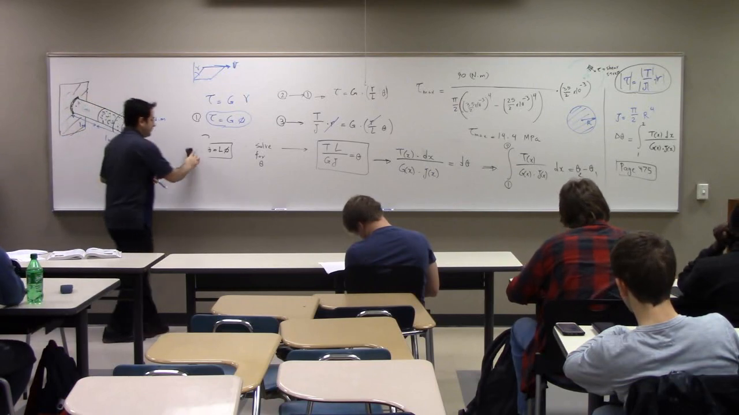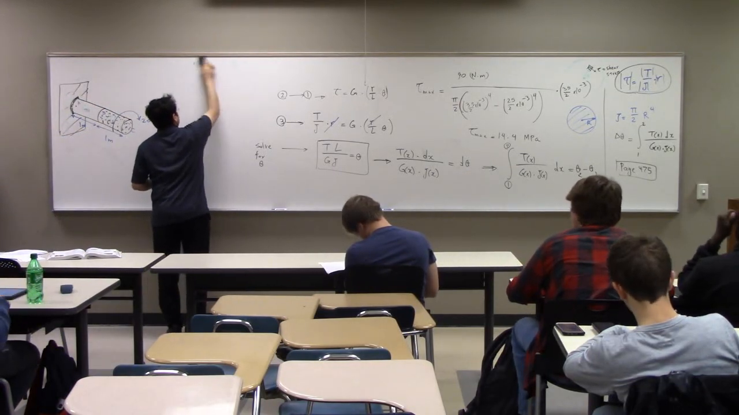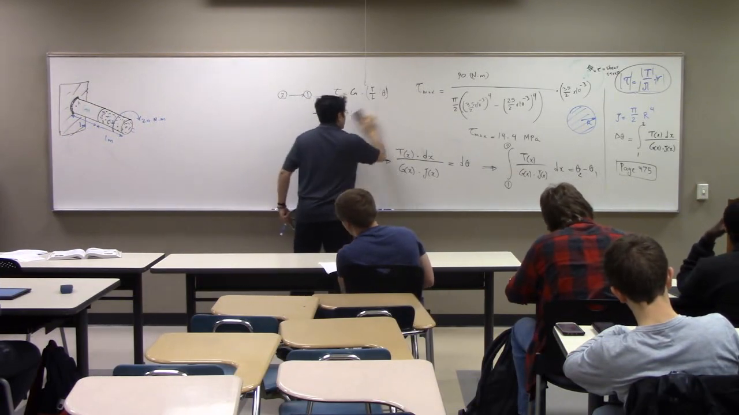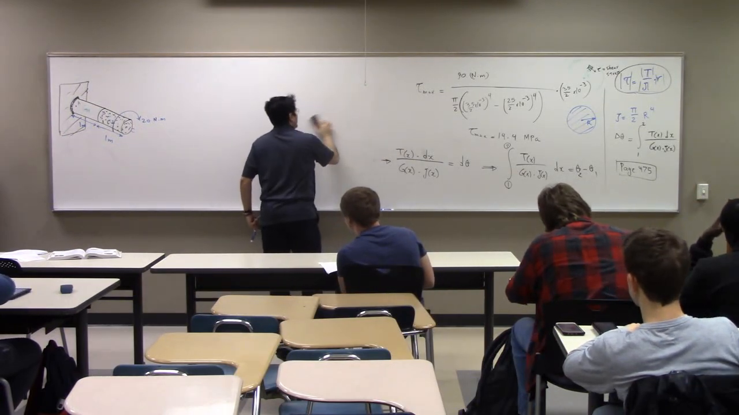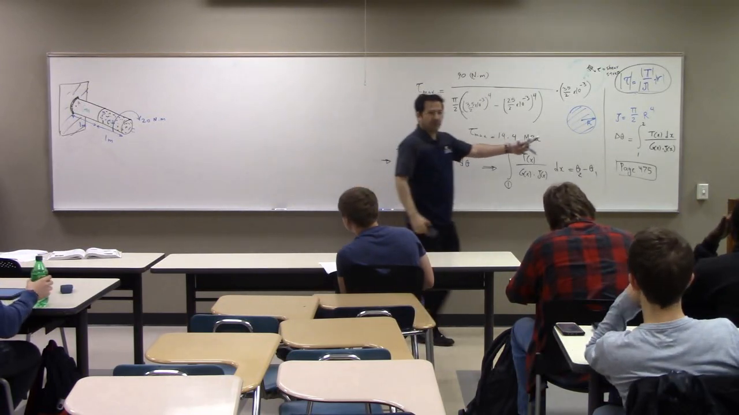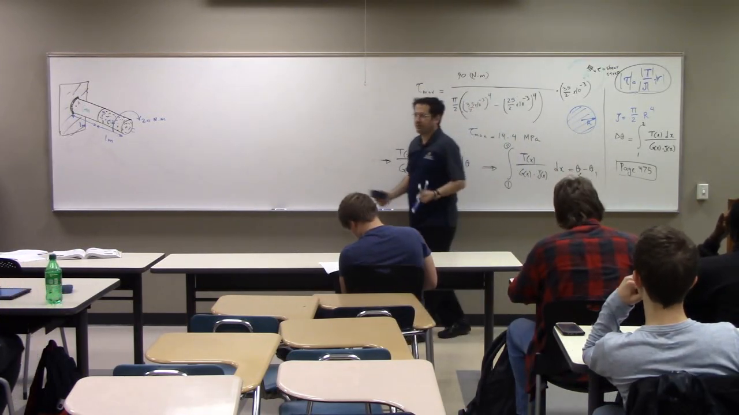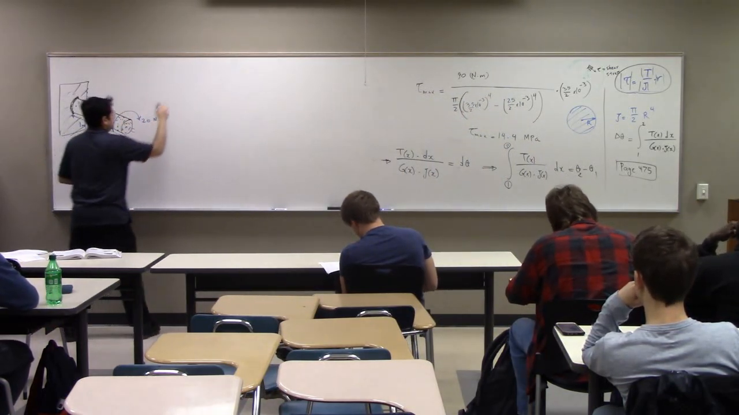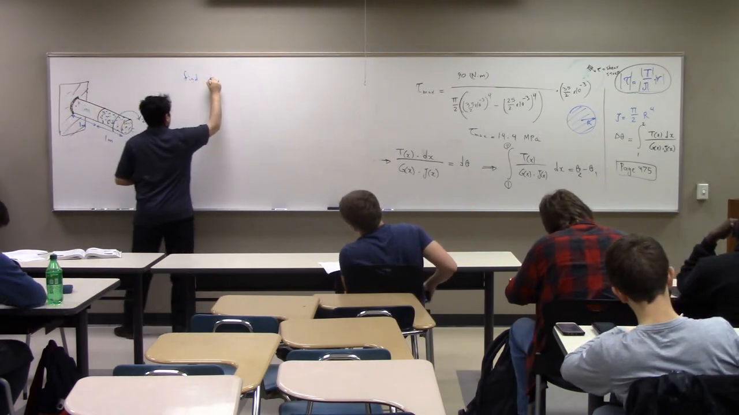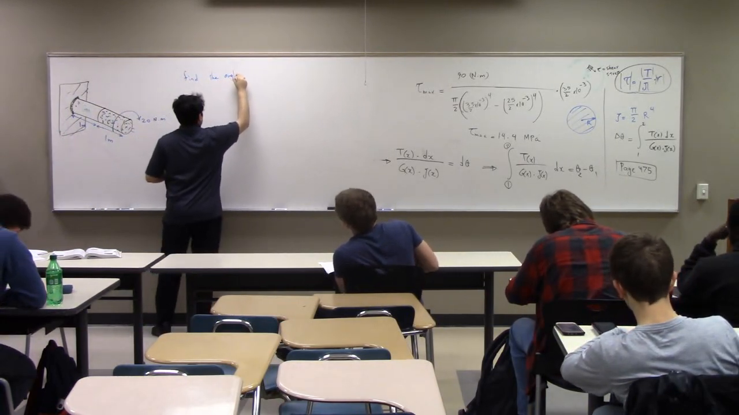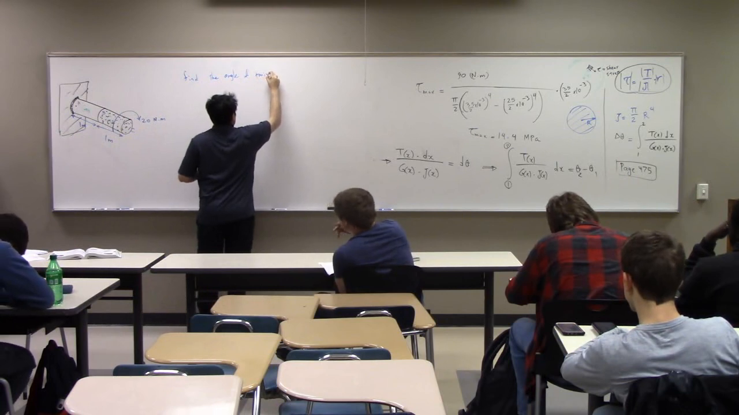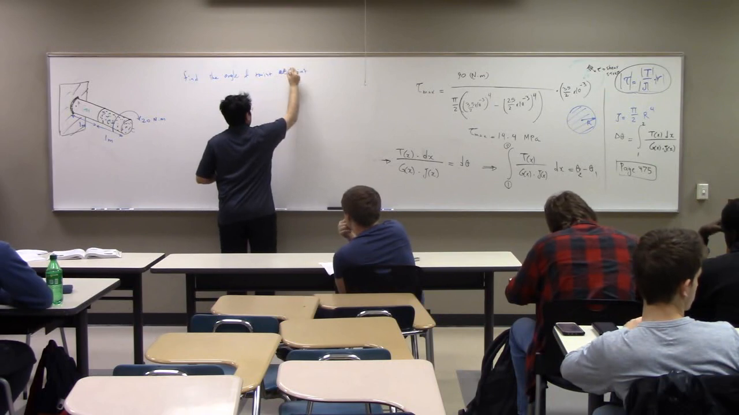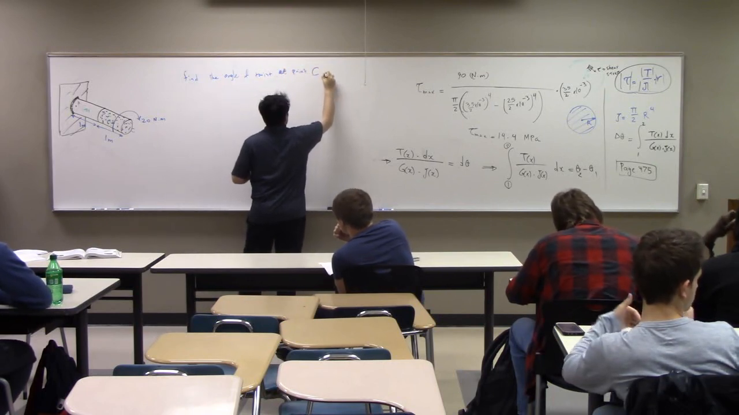Find the angle of twist at point C. Now in your book, you use phi for angle of twist, or you use theta. So we have just used different symbols, which is fine. So find the angle of twist at point C.